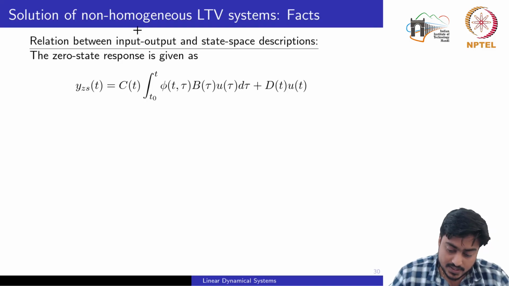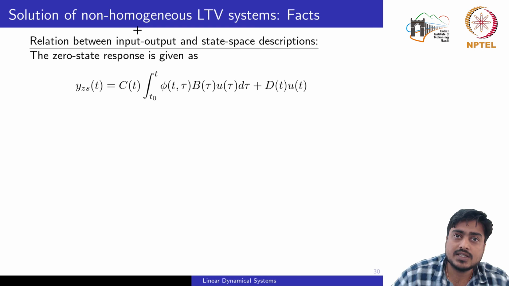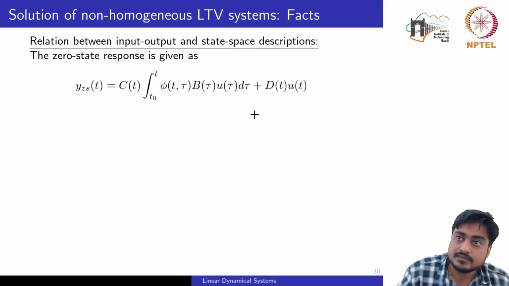Okay, now let's see some interesting facts about the solution, because in the last lecture we studied the impulse response. Now here we would try to relate the impulse response with the state space representation of the time varying system. So we saw in one of the previous results that the zero state response is given by this part. Okay, the zero state response.